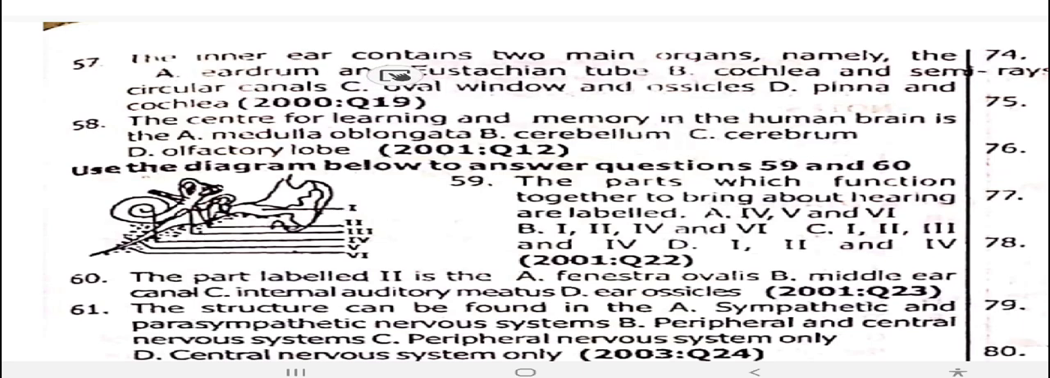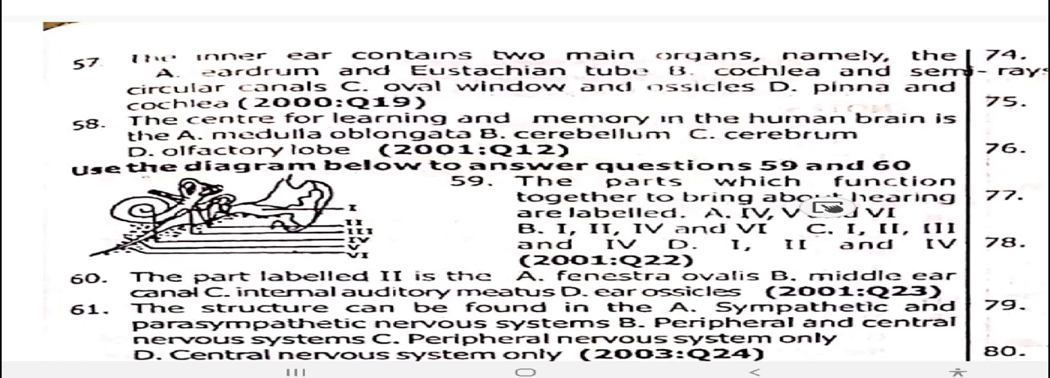The inner ear contains two main organs, namely the cochlea and the semicircular canal, option B. Option B, see, I'm here. 58. The center for learning and memory is the cerebrum, option C.